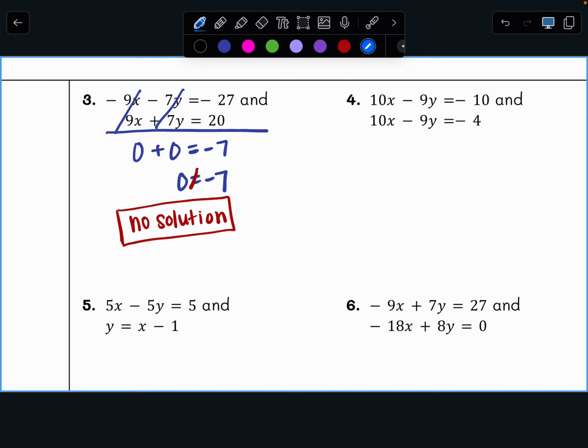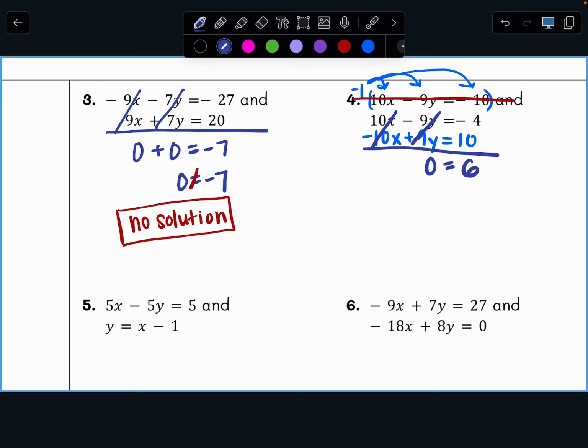So I'm going to multiply this first equation by negative 1. So I end up with negative 10x plus 9y equals positive 10. So now I can cross this one out, and I'm going to add these two together. X cancels out, y cancels out, so these are both 0, equals positive 6, which is not true. These are, again, parallel lines will never intersect, so there is no solution.